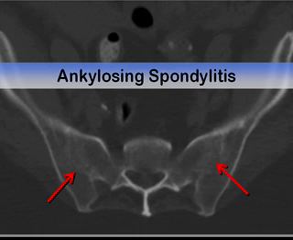This is a CT scan of the pelvis in a patient with ankylosing spondylitis, and you can see that the red arrows are pointing to the fused sacroiliac joints bilaterally.